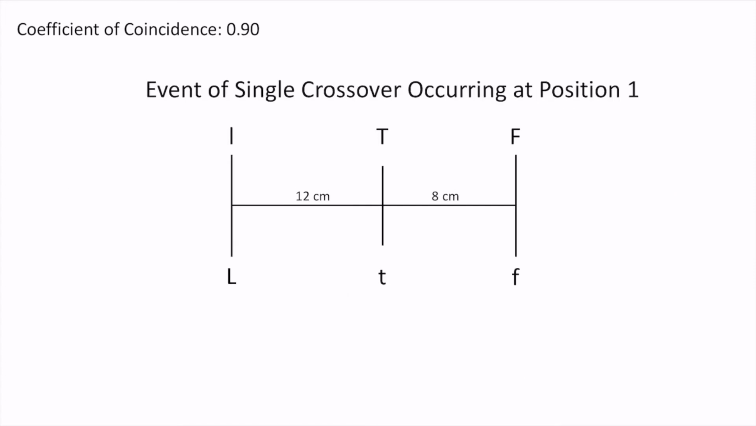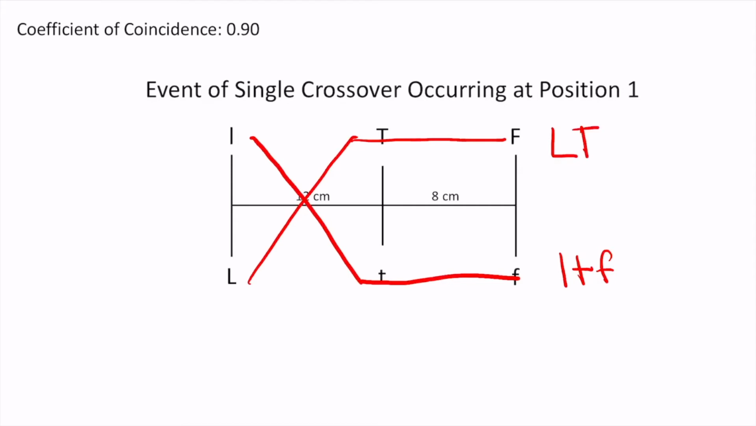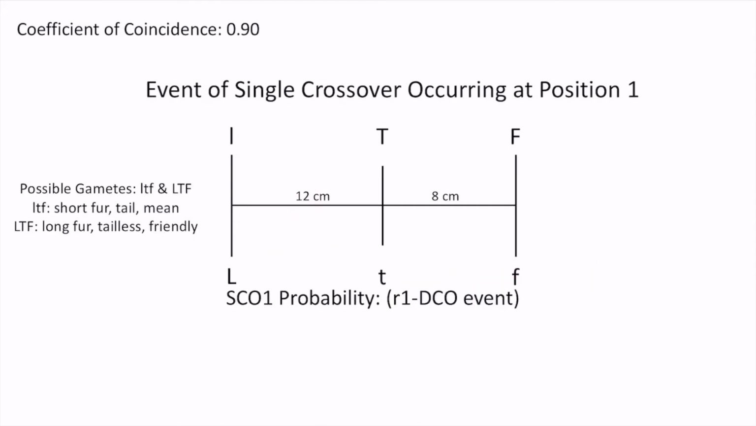If a single crossover event occurs at the first position, we would get a little l, little t, little f gamete for short fur, tail, and mean, and a big L, big T, big F gamete, long fur, no tail, and friendly. We can calculate the probability of a single crossover event occurring at position 1 by subtracting the probability of a double crossover event from R1, which is 0.12 minus 0.00864, which gives us a probability of 0.1136, or 11.136% chance.